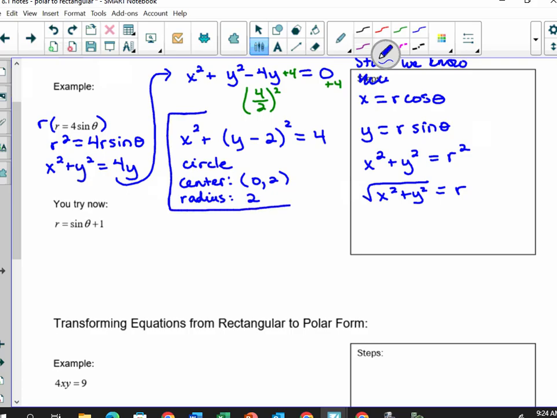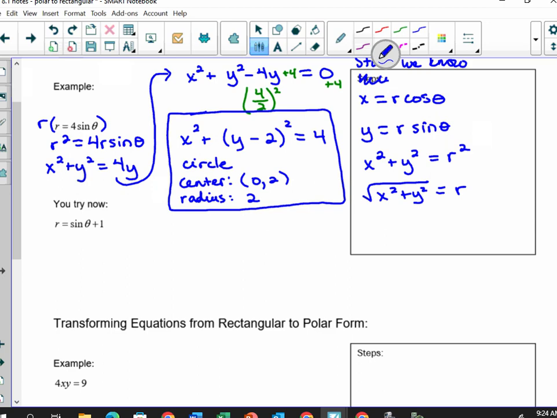How do we find the center? The center is what makes each of these 0. So that's just 0. This 2 is 0. And then the radius is the square root of the other side. Yes.